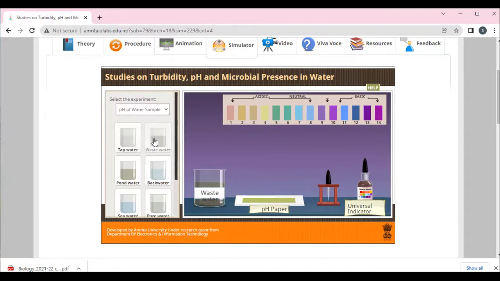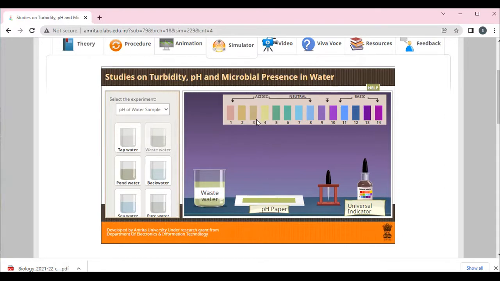Now let us change this sample. From tap water, we have now shifted to wastewater. This is the second, wastewater. Now immersing the same liquid in the universal indicator, the color has become lighter, and it is nearly equivalent to what? 4.